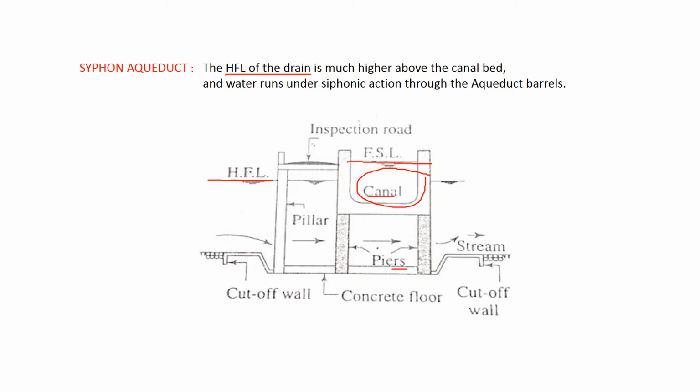cannot pass clearly below the canal. That is, there won't be any vertical distance. We have seen in the aqueduct that there was a vertical distance here, right? But in the case of a siphon aqueduct, there won't be any vertical clearance.